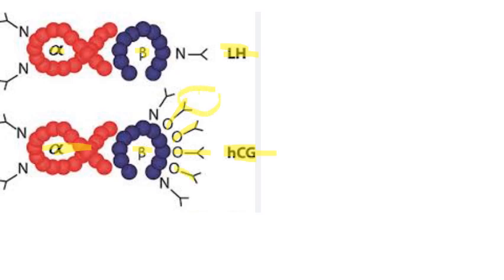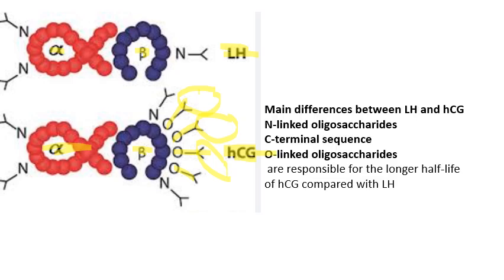Here an oligosaccharide is attached, and this is known as an O-linked oligosaccharide. The main difference is that there are more O-linked glycosylations in HCG. This prevents it from degradation. That's why HCG has a longer half-life. So the main difference is O-linked glycosylation, but there are also differences in the N-linked oligosaccharide and the C-terminal sequence. This is the main difference between HCG and LH, and this confers the longer half-life of HCG as compared to the LH molecule.